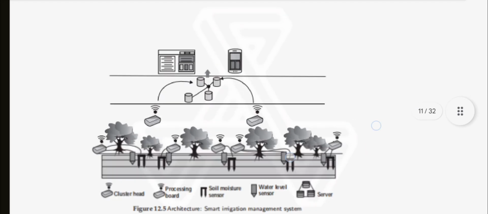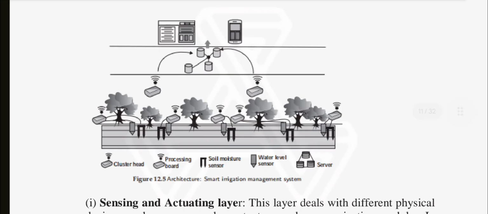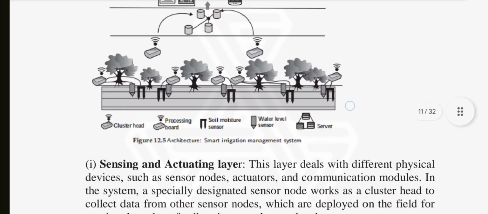Here you can see the diagram. This is the cluster head, processing board, soil moisture sensor, water level sensor, server. Architecture: smart irrigation management system.